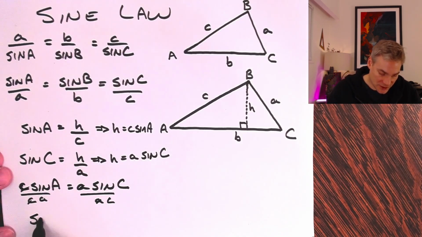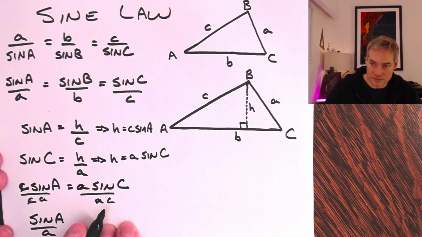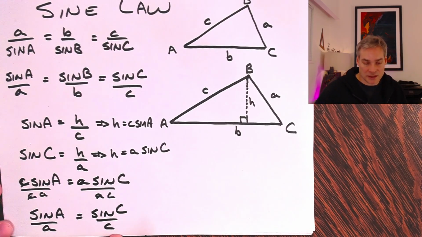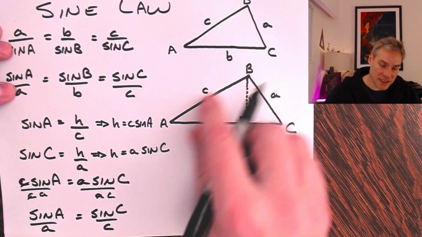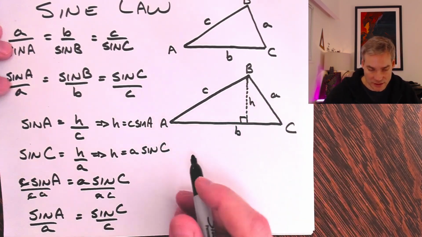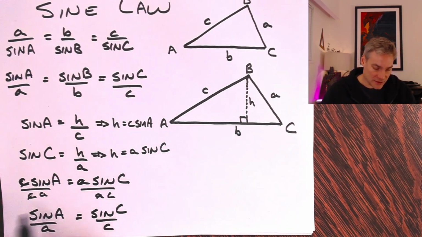So now I have sine A over a equals sine C over c. Now, this is the proof for this formula, and we can do it for any of the sides. Like we could draw a right angle to this side as well. But that's enough to prove it.